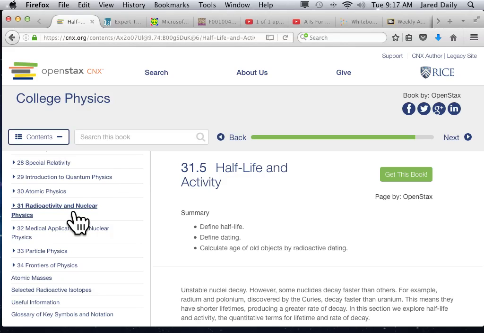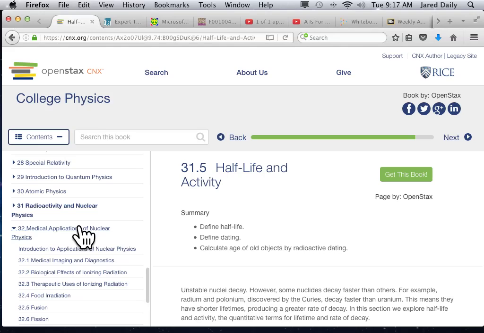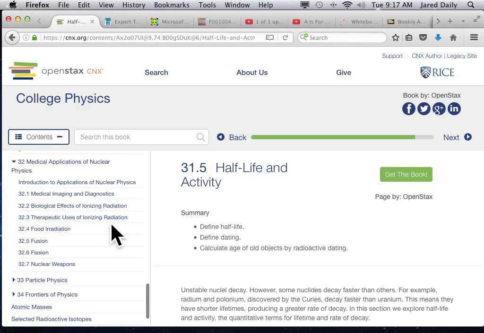All right. We're on medical applications of nuclear physics, aren't we? Yep.